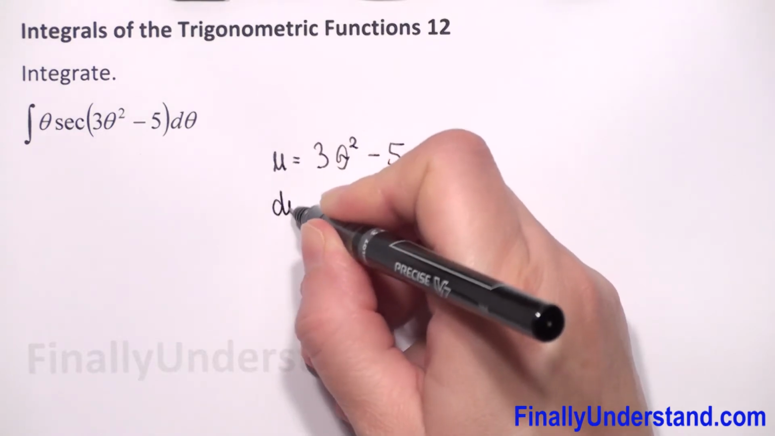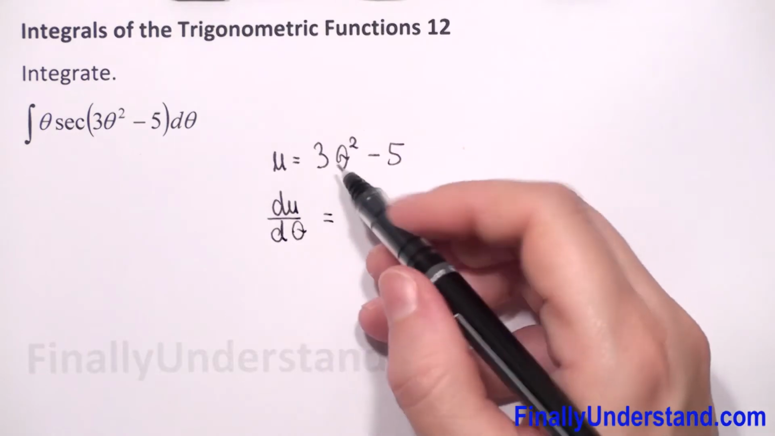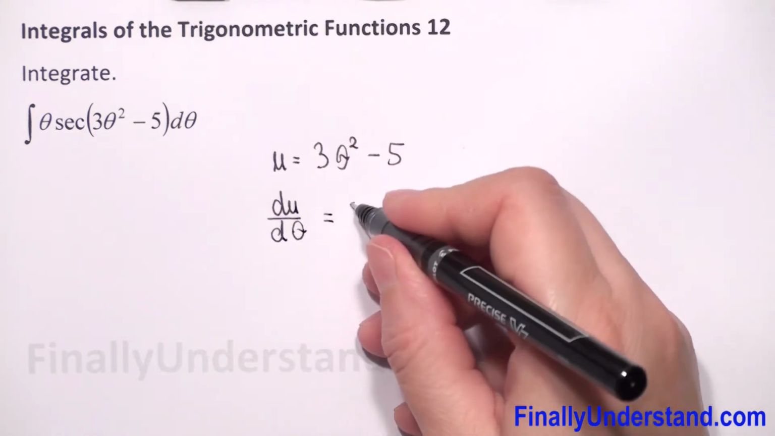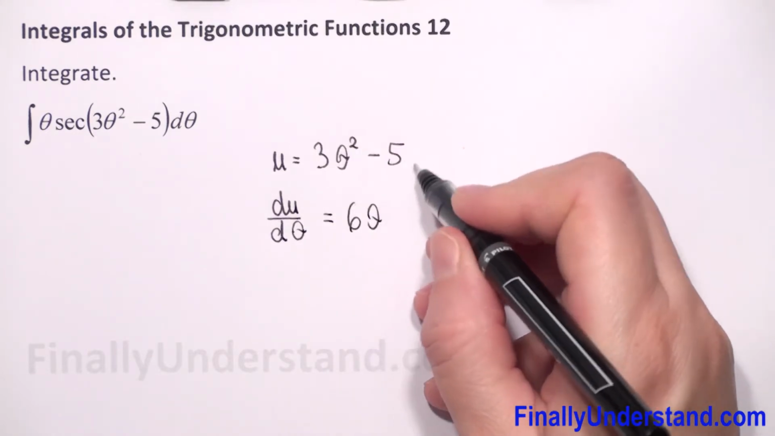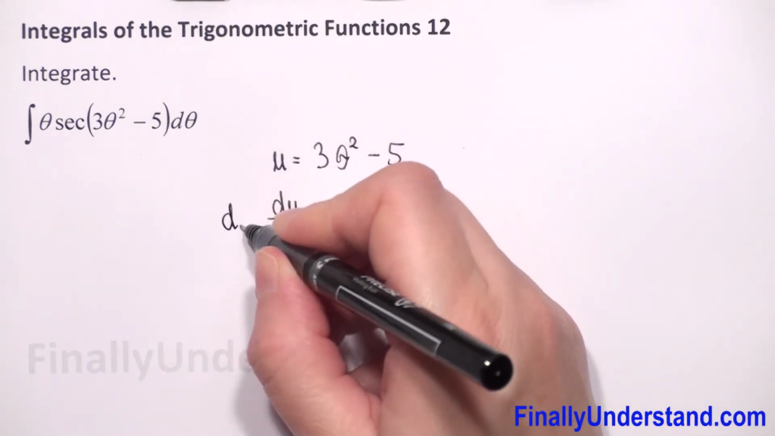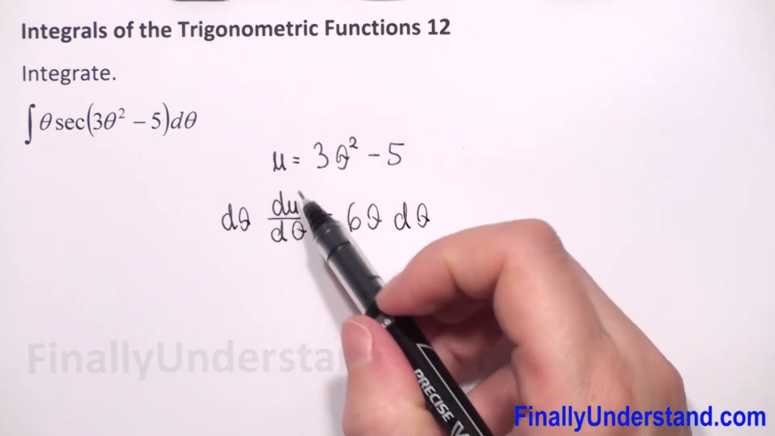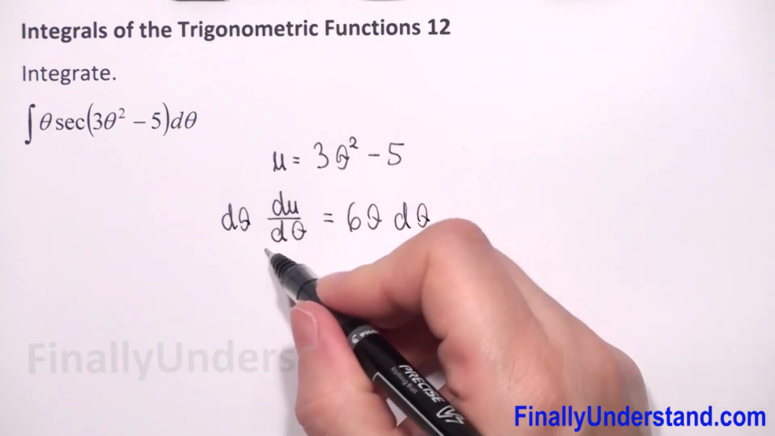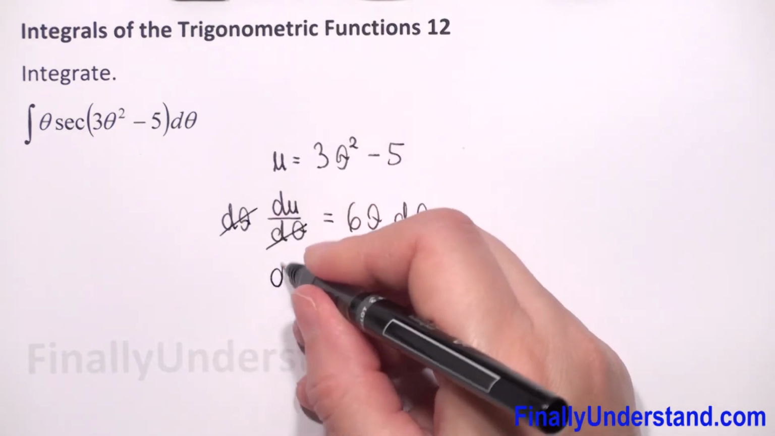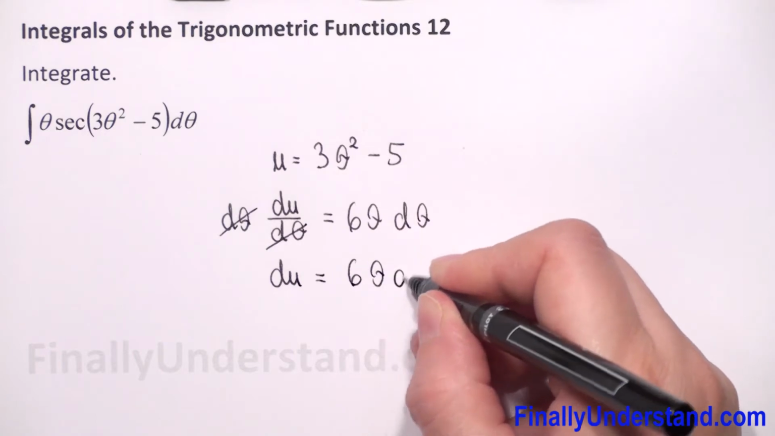So we have du over d theta is equal to, derivative of 3 theta square is 6 theta, derivative of negative 5 is 0, we don't have to write. Now we will multiply both sides by d theta because we need to find du, because we do u substitution. D theta we can reduce and we have du is equal to 6 theta d theta.